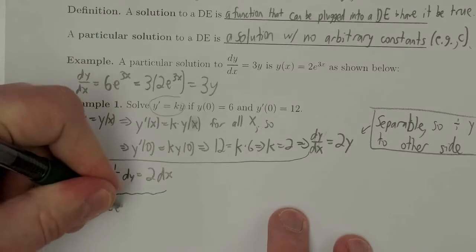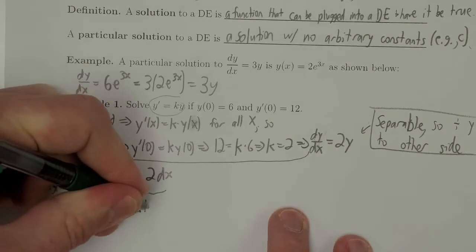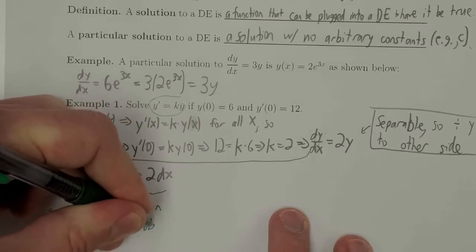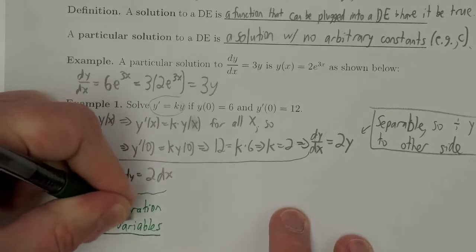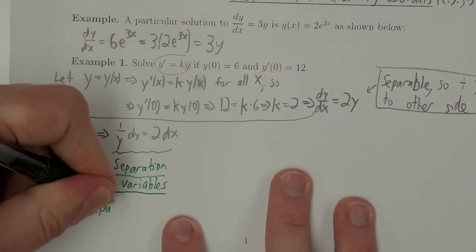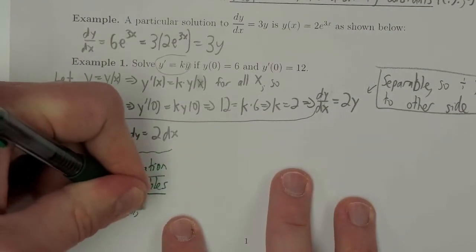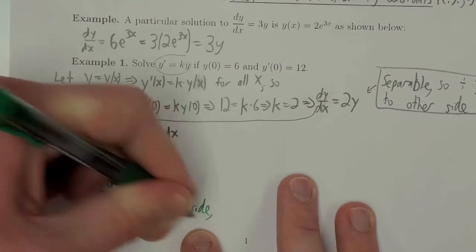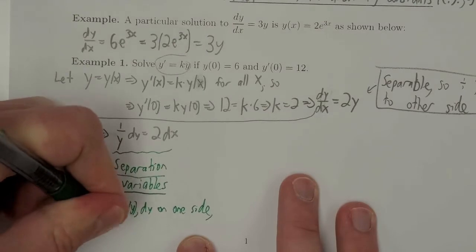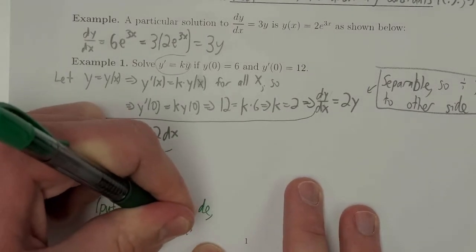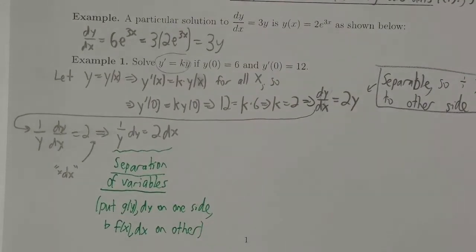So this is separation of variables. The idea is basically we have to put g of y and dy on one side and f of x and dx on the other. Okay? That's the idea behind separation of variables.